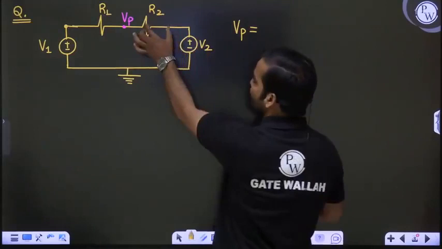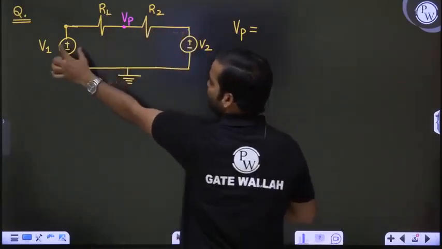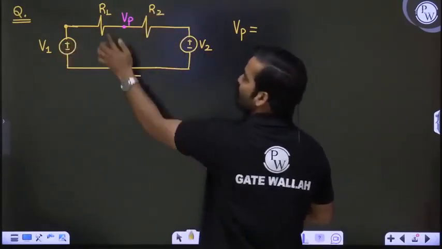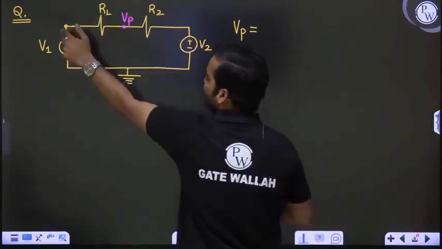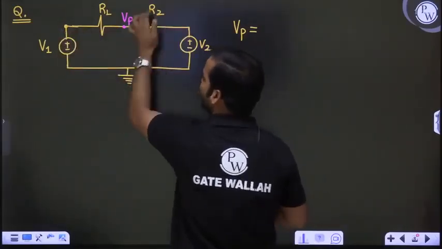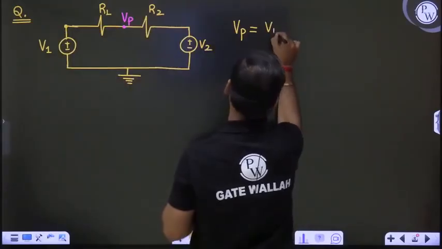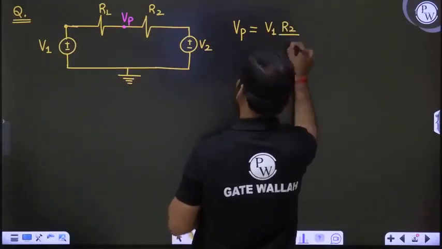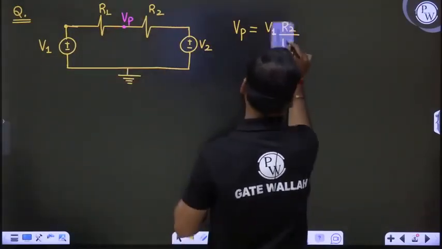What is the voltage across R2? V2 is off, V1 is acting alone. R1 and R2 are in series and V1 is the voltage. Vp will be V1 into R2. Then I will tell you the shortcut: V1 into R2 upon R1 plus R2, the total resistance.